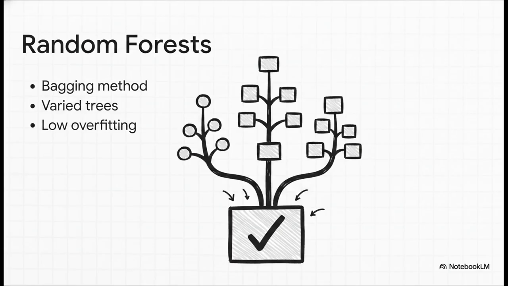Take basic decision trees. They are incredibly intuitive, flowchart-like structures. But they are famously prone to overfitting and structural instability. So how do we fix that?